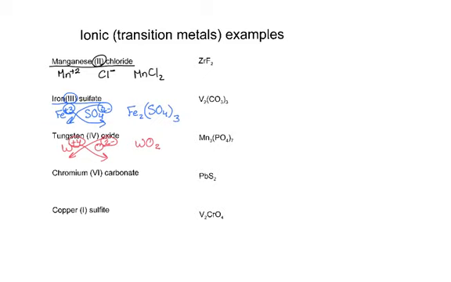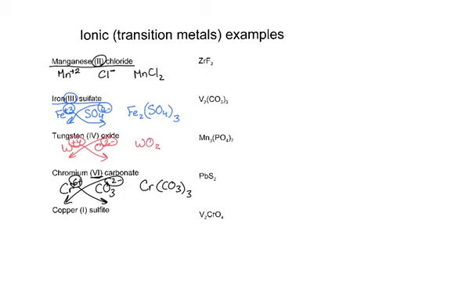Next one, chromium 6 carbonate. So chromium is Cr. This tells us that it's 6 plus. Carbonate is CO3 2 minus. So this is 6 plus and 2 minus. So we would need 3 carbonates for every chromium. Again, you can cross these and then reduce 6 to 2, so that's 3 to 1.